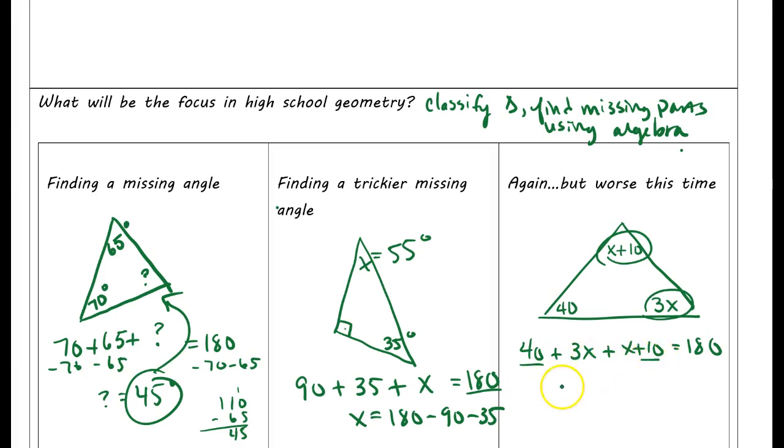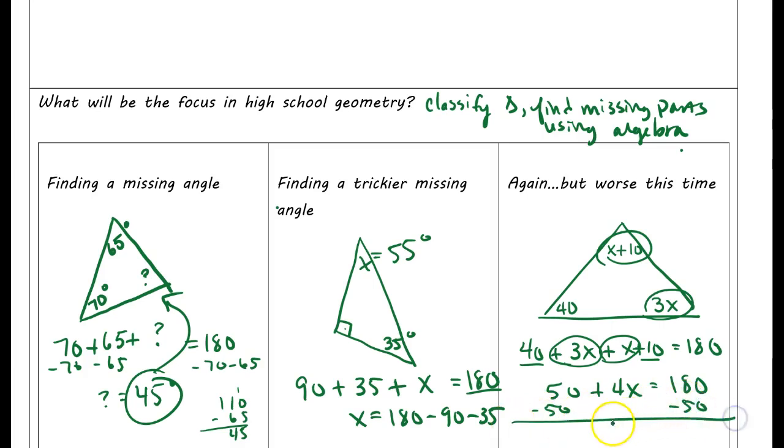So 40 plus 10 is 50. And then I would put these two together. So what's a 3x plus an extra x? That's a 4x. And then I'd recopy this side. Now I just solve it like normal. Subtract 50, subtract 50. 4x equals 130. And then how do we get that x by itself?